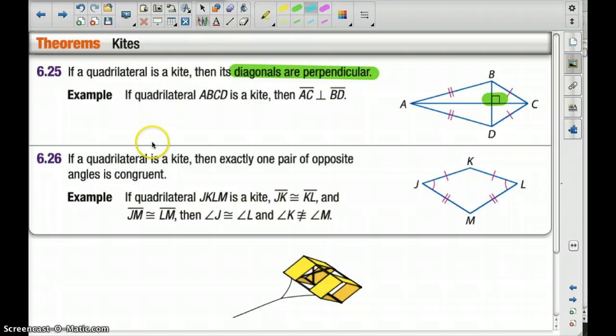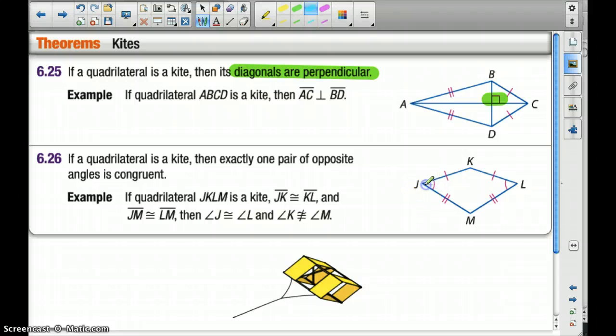If a quadrilateral is a kite, then exactly one pair of opposite angles are congruent. So only one pair. In this example, angle J and angle L are congruent, not K and M, just J and L. Now if K and M were congruent, J and L would not be. So only one pair.